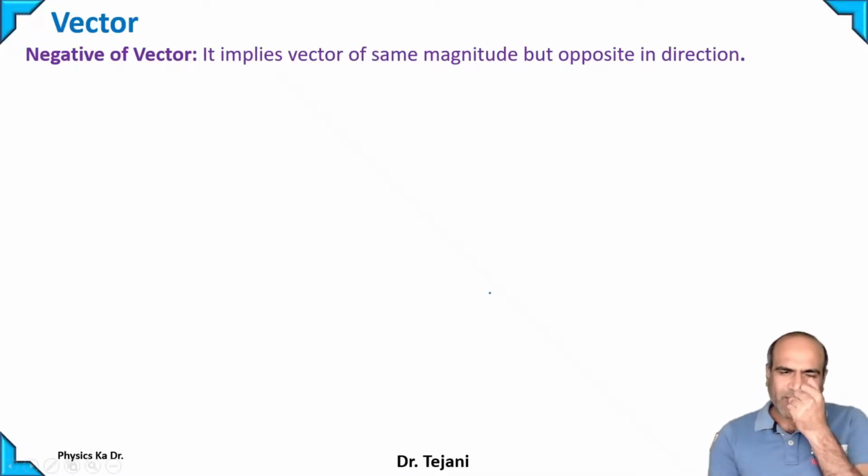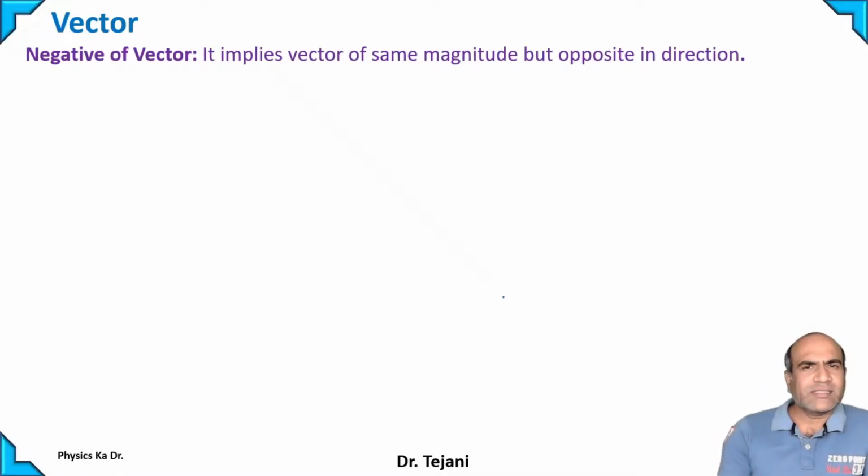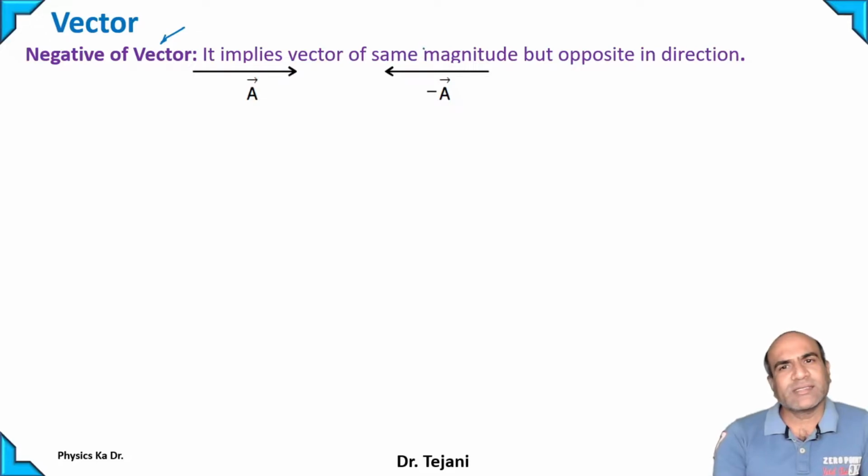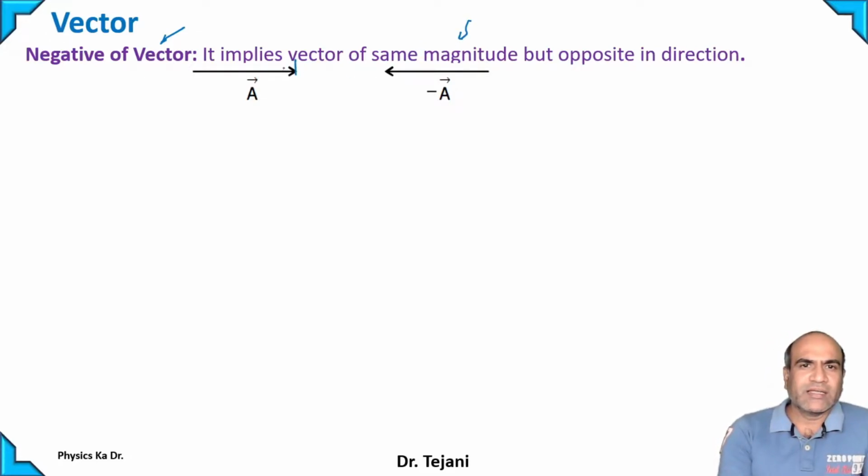Now, vectors. Let us understand the different types of vectors first. First, it is mentioned here that the negative of a vector means a negative vector. It implies a vector of the same magnitude. There is no change in terms of magnitude. That's why you can see the length is equal, but only the direction is opposite.